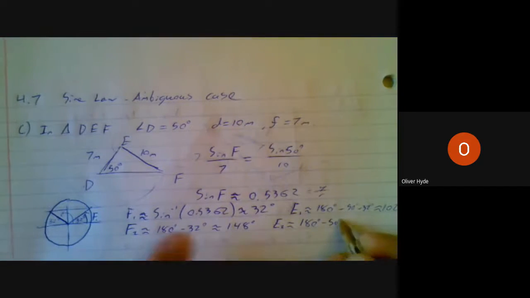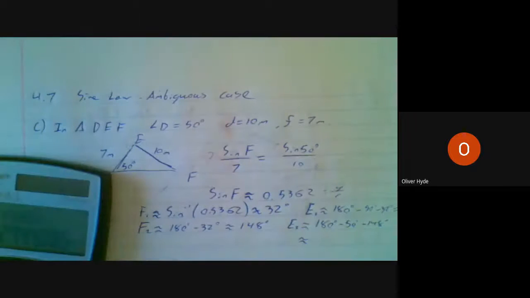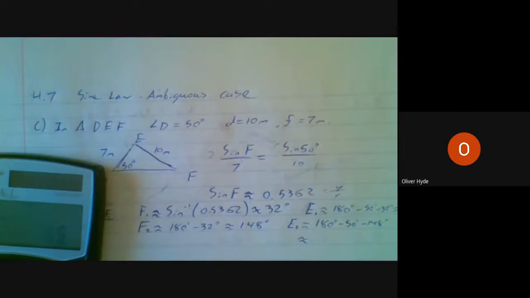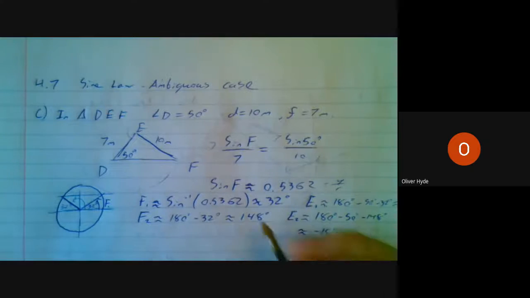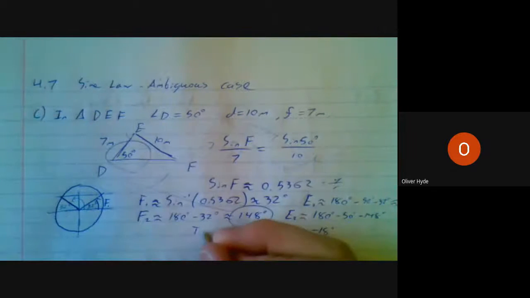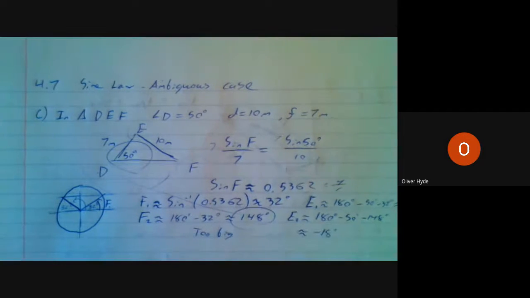E2 in this case would be about 180 degrees. I would subtract the 50 degrees for that angle, and then I would subtract the 148 degrees. If you didn't see the problem before, can you see it now? Before I go to my calculator and say 180 minus 50 minus 148, and I get that the angle inside the triangle is a negative angle. We now know there are such things as negative angles, but they don't exist inside triangles. This angle right here is too big to fit inside. So there is only one solution here.